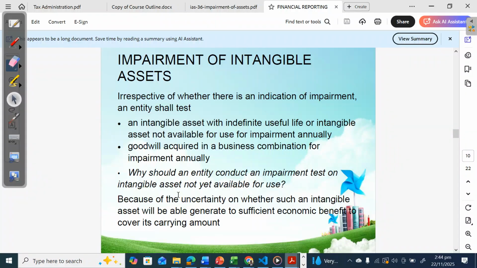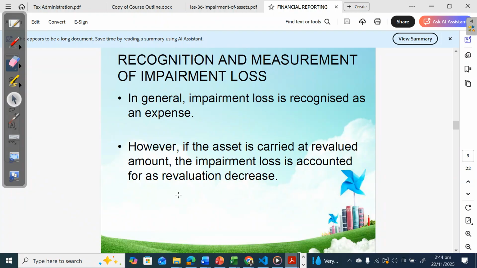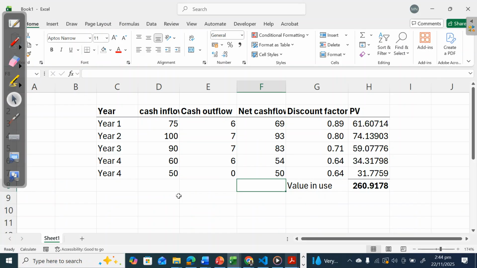So let's continue. I have a question. If you are given a question and in that same question there was no cash outflow, it means you go ahead using the cash inflow with the discount factor, straight away. Yes. In case there's no outflow, then you use only the inflow. Okay, thank you. You're welcome.